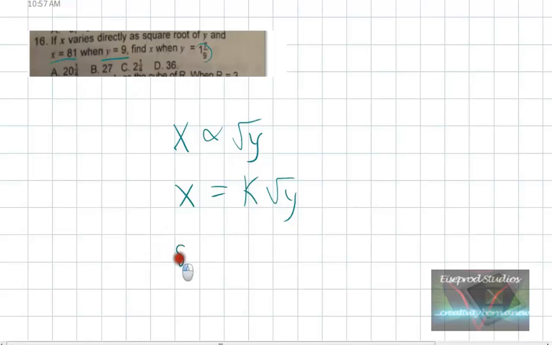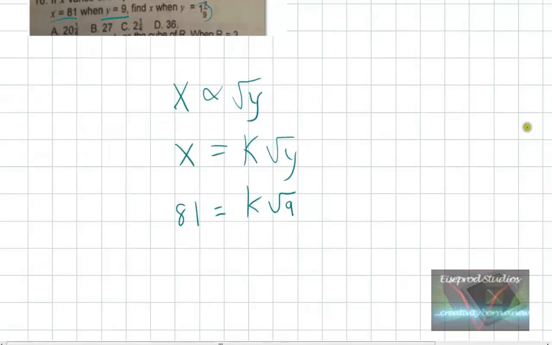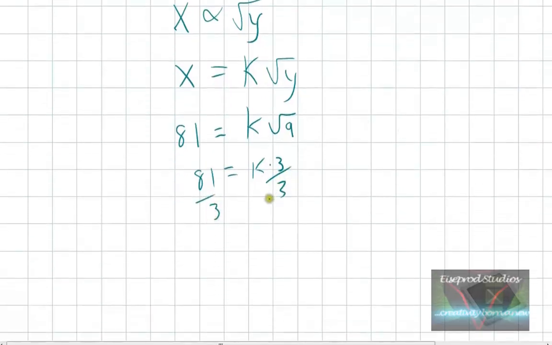So x is equal to 81 when y is equal to 9. So we know that the square root of 9 is 3, so 81 is equal to k times 3. So now let's divide by 3 on both sides. And I'm pretty sure it's 27, but I'm just going to check my math over here. 3 into 81: 3 times 7 is 21, and yes, okay. Good. So here we have 27 is equal to k.